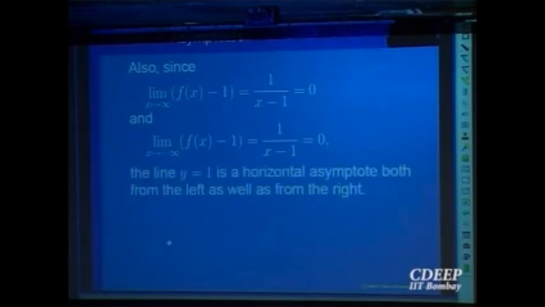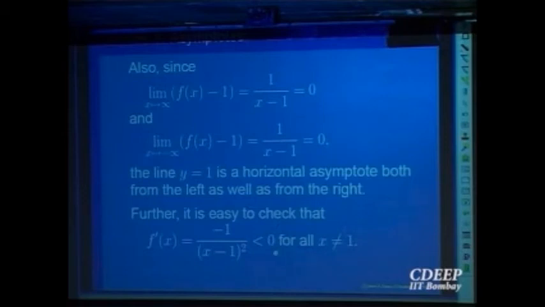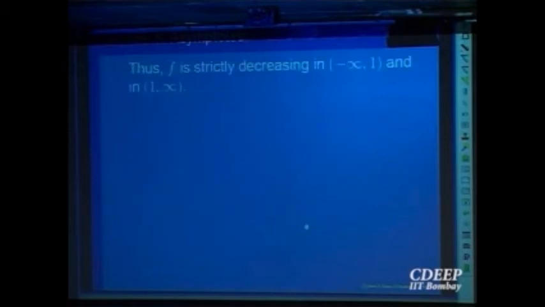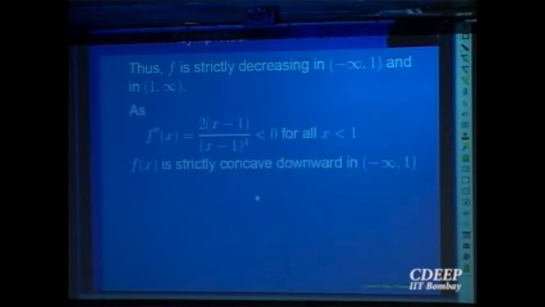The line y equal to 1 is a horizontal asymptote, from the left as well as from the right. You can check convexity and concavity if you like for this function. Go to the first derivative, go to the second derivative. It is strictly decreasing in these intervals. The nature of the first derivative, positive or negative, tells you whether the function is increasing or decreasing in those intervals. You can look at the second derivative and see whether it is negative or positive. For all x less than 1, it is less than 0, concave down, and concave up in the other portion.